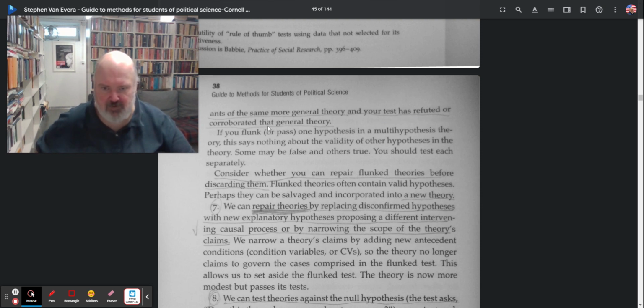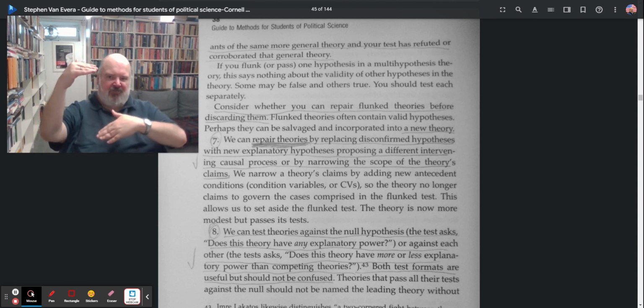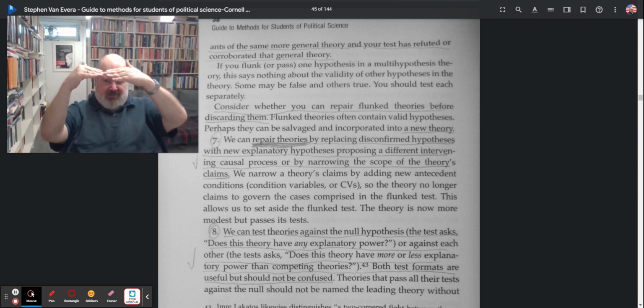Your test has refuted or corroborated the general theory. If you flunk or pass one hypothesis in a multi-hypothesis theory, this says nothing about the validity of the other hypothesis in that theory. Some may be false and others true. You should test each separately. Just because one fails doesn't mean all fail. You have to test each hypothesis.